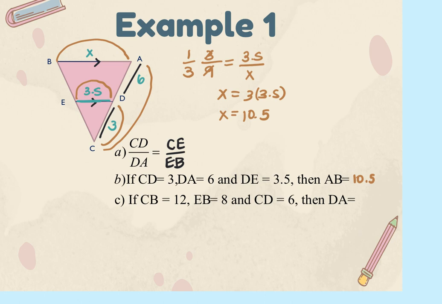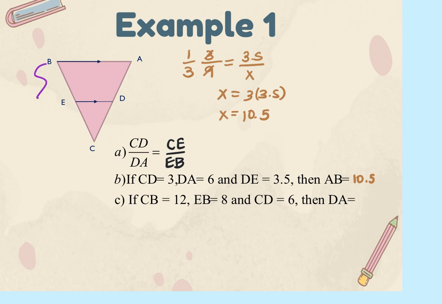Sure. So again, that was not the theorem. That was the similar triangles. Okay, now we're going to go to C, and it's new information. C says CB is 12, EB is 8, CD is 6, and you want to find DA.